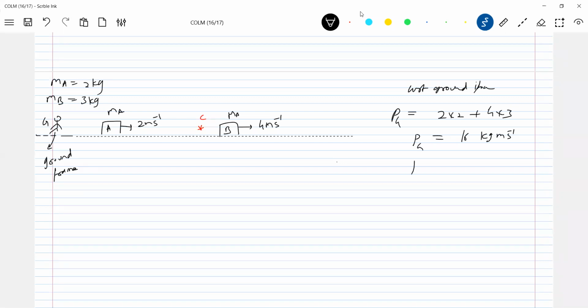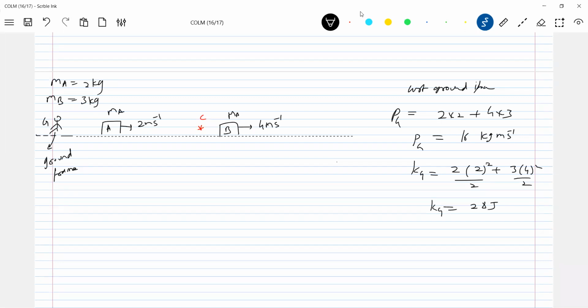What is the kinetic energy in the ground frame? 2 into 2 square by 2 plus mass of this 3 into 4 square by 2. That is 4 plus 28 joule. Now in the C frame, how will things be?